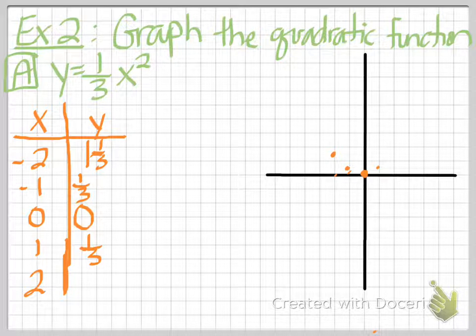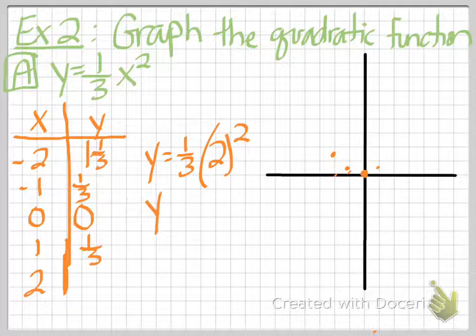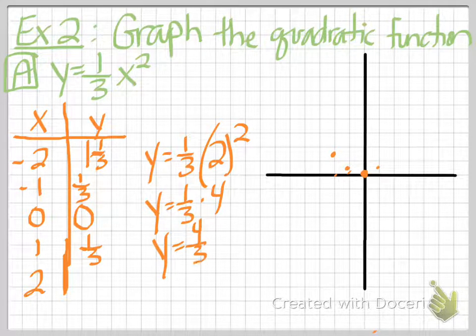Let's do it with 2. Y equals 1/3 times 2 squared. 2 squared is 4. Y equals 1/3 times 4. That's y equals 4/3. And just like we did for -2, it's easier to graph when it's a mixed number. That's 1 and 1/3. So now I'm +2, and I go up 1 1/3. It's about right there.